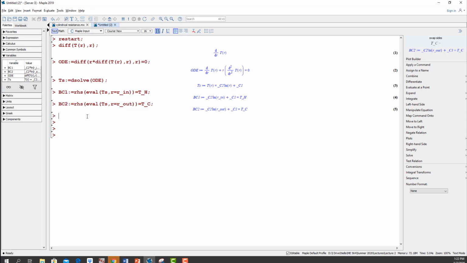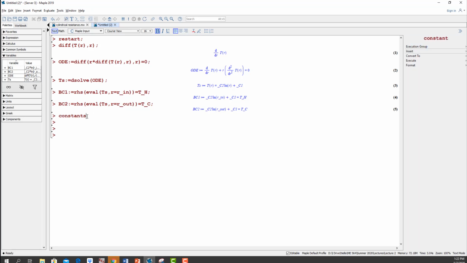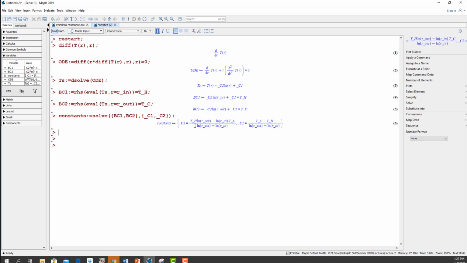So let's just say constants are equal to, let's solve BC1 and BC2. So those two equations I'll put in curly brackets, BC1 and BC2. And I want to solve them for underscore C1 and underscore C2, like that. Right? So I am solving these two equations for these two unknowns. And hopefully, if everything works, I get an equation for C1 and then another equation for C2, right?